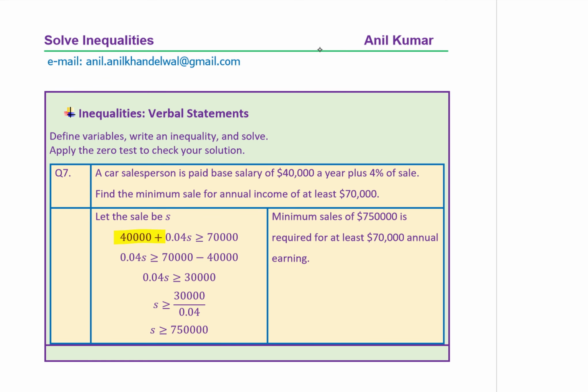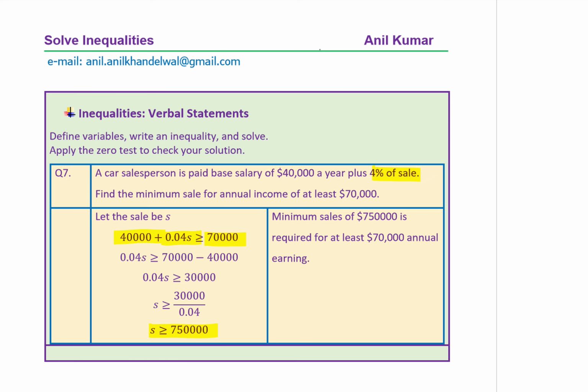Fixed salary of 40,000 plus 4% of the sales, which means 0.04 S, right? 4 divided by 100 should be greater than or equal to 70,000. Perfect. You can solve this and get your answer. So that becomes in dollars.